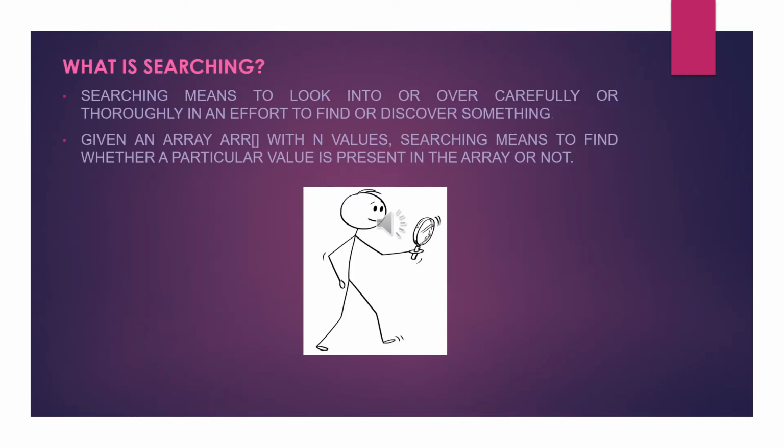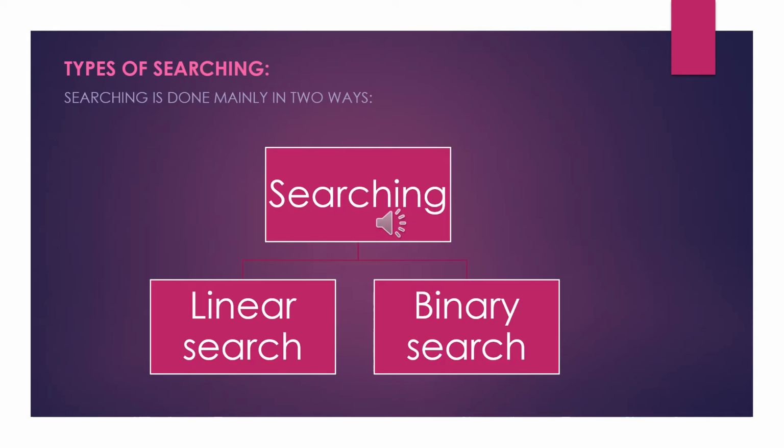Now, what is searching? Searching means to look into or over carefully or thoroughly in an effort to find or discover something. But here when we talk about searching, what do we mean? Given an array ARR with n values, searching means to find whether a particular value is present in the array or not. There are two popular algorithms for searching. One is called linear search and the other is called binary search. Here we will see both these algorithms one by one.